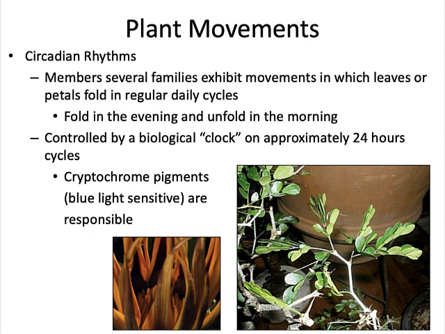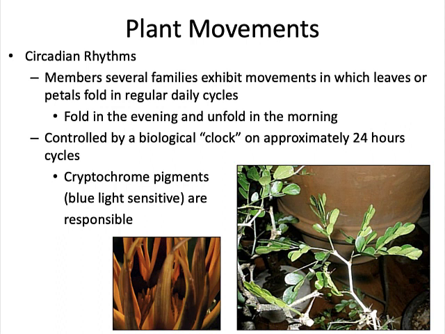Our next plant movement is circadian rhythms. A circadian rhythm is a 24-hour cycle in a physiological or biochemical process in our plants, and it's based on sensing light. Pigments that sense light help control gene expression and the subsequent movements that occur.